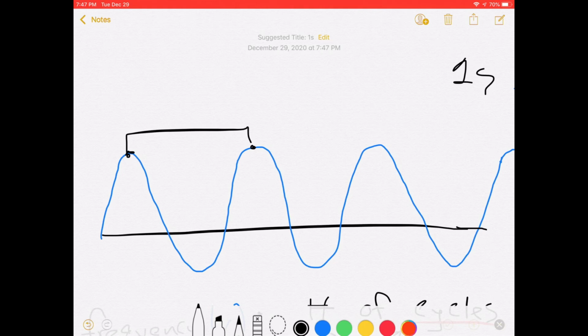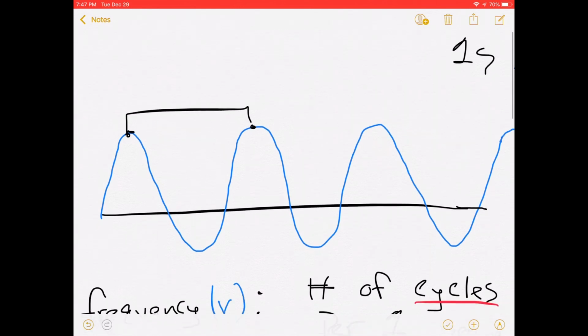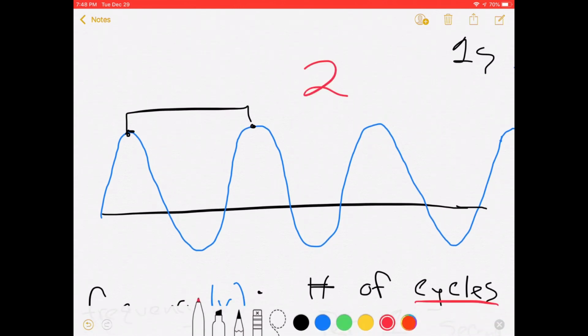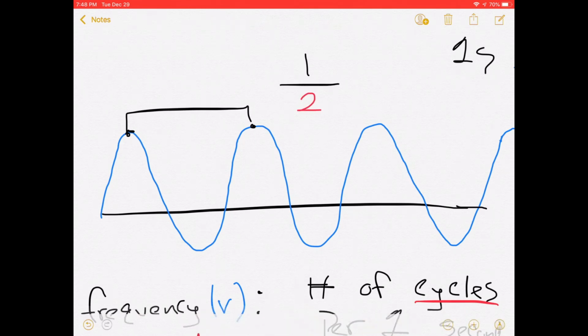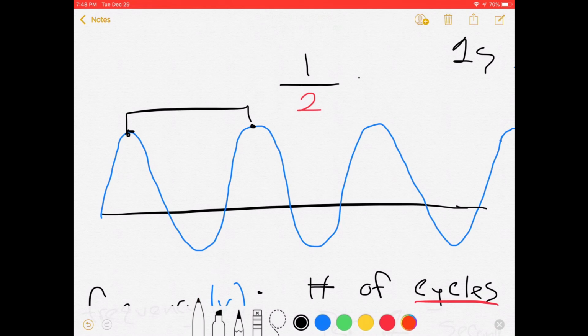Well, earlier we said that in total there were 2 cycles that occurred in this wave. So if I had to calculate the amount of time it took for one cycle to happen, then all I would need to do is 1 over the amount of cycles that happened. And that would be the amount of time it took for one cycle to happen. So in this situation, one cycle happened every 1.5 seconds.